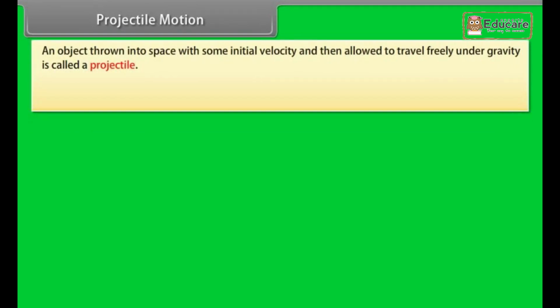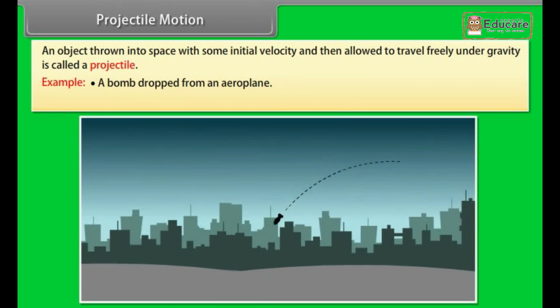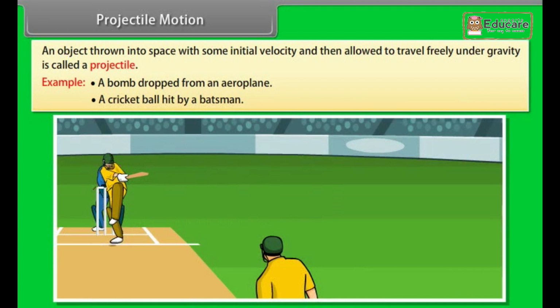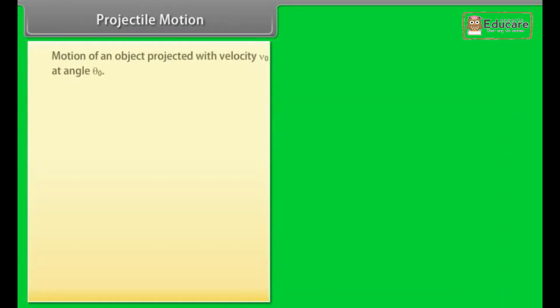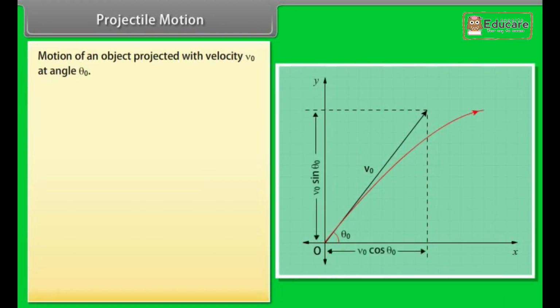Projectile motion. An object thrown into space with some initial velocity and then allowed to travel freely under gravity is called a projectile. For example, a bomb dropped from an aeroplane, a cricket ball hit by a batsman. Motion of an object projected with velocity v0 and angle θ0 is shown in figure. The path of a projectile is a parabola.